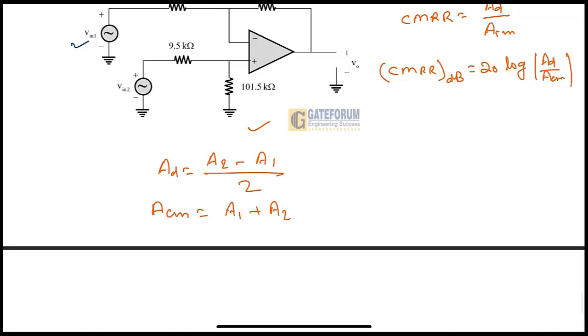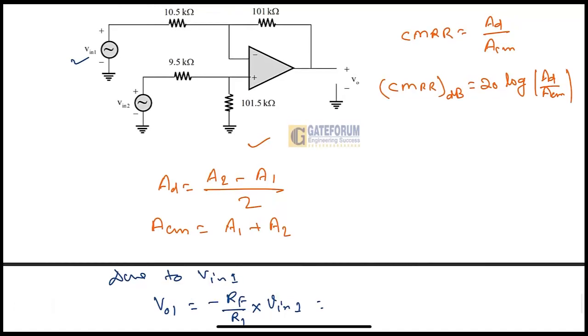here we will get, due to Vin1, the output we are considering as Vout1. So this will be given as minus RF divided by R1 into Vin1. Now if you see the values given here, this RF value is 101 kilo ohm divided by this R1, which is 10.5 kilo ohm, into Vin1.